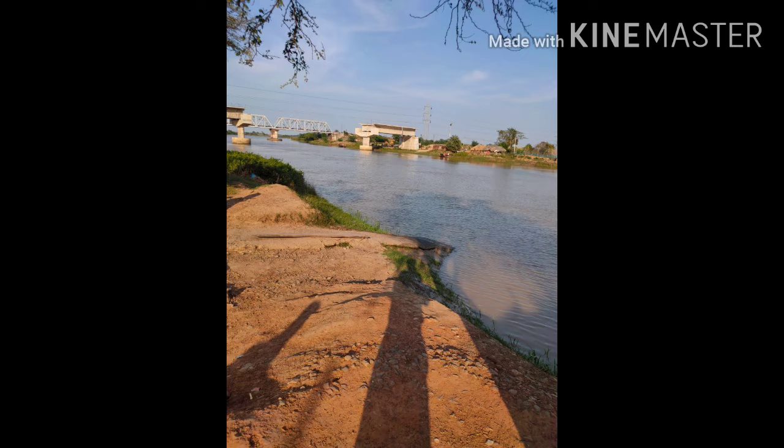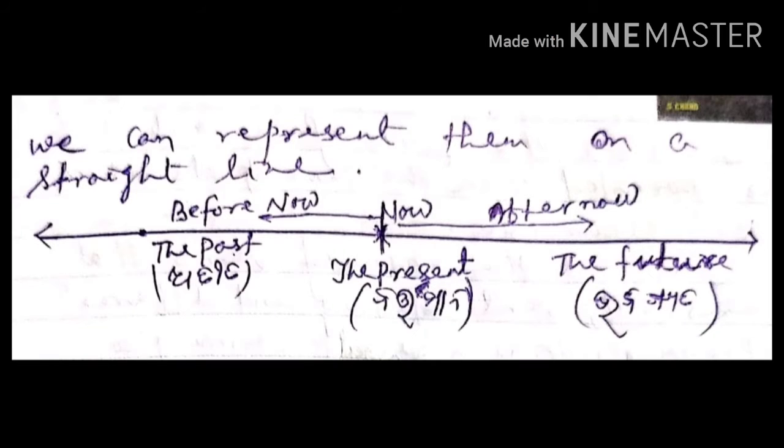For our convenience, we divide time into three periods. They are the past, the present, and the future. The time that is in our hand is the present, whereas the time that is before now or before present is the past. It is the time that has already passed, but the time that is yet to come is called the future time.